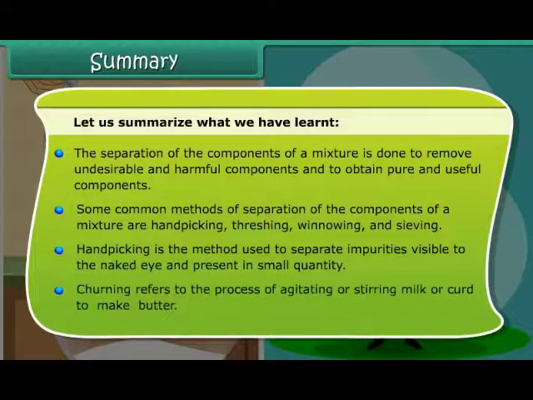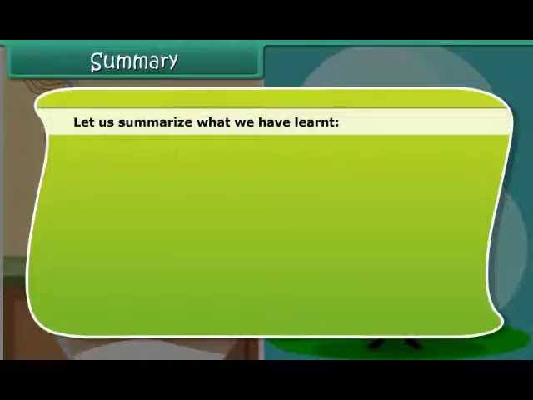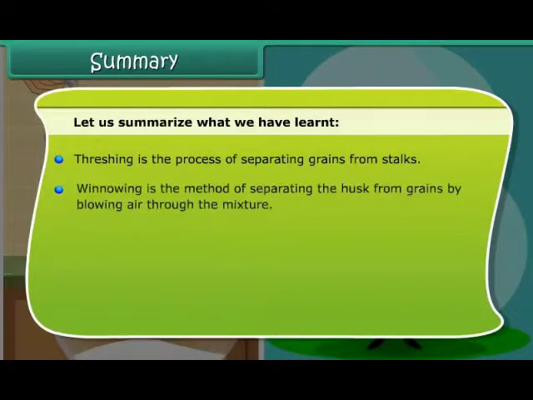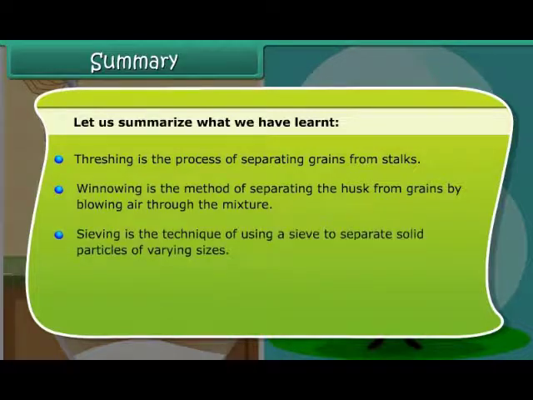Churning refers to the process of agitating or stirring milk or curd to make butter. Threshing is the process of separating grains from stalks. Winnowing is the method of separating the husk from grains by allowing air through the mixture. Sieving is the technique of using a sieve to separate solid particles of varying sizes.